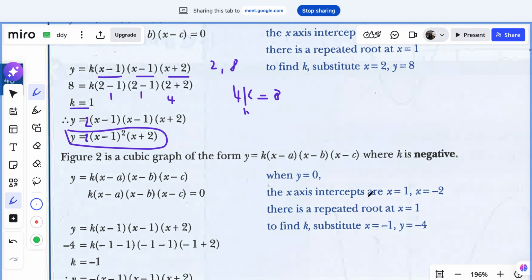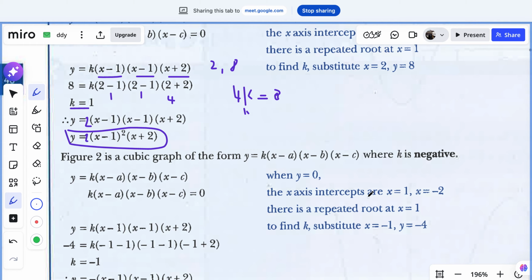Everywhere you see it. So negative 1 minus 1, you're going to get negative 2, right? Negative 1 plus 2, you're going to get 1. So negative 2 times negative 2, 4. 4 times 1, 4. So this one is 4k equals negative 4. Okay? Because you are multiplying the brackets.